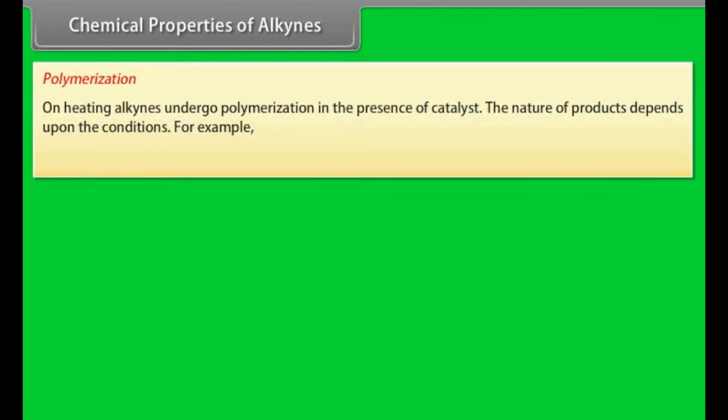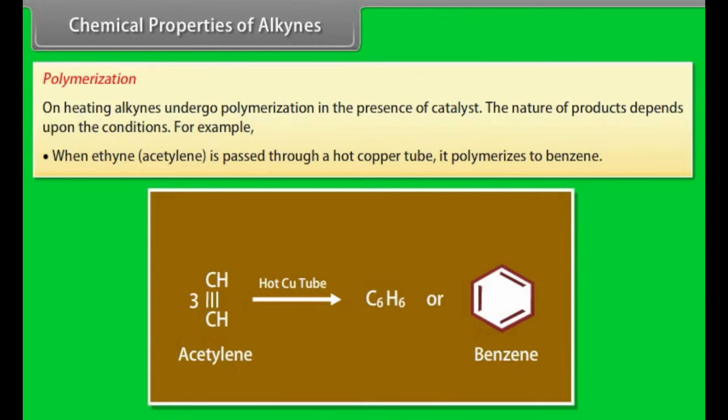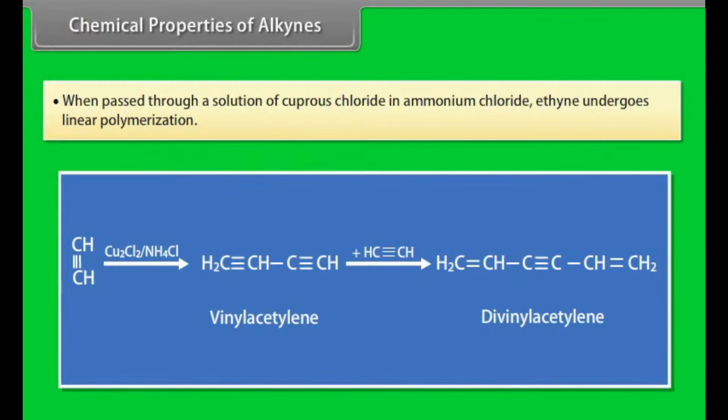Polymerization. On heating, alkynes undergo polymerization in the presence of a catalyst. The nature of products depends upon the conditions. For example, when ethyne (acetylene) is passed through a hot copper tube, it polymerizes to benzene. When passed through a solution of cuprous chloride in ammonium chloride, ethyne undergoes linear polymerization.